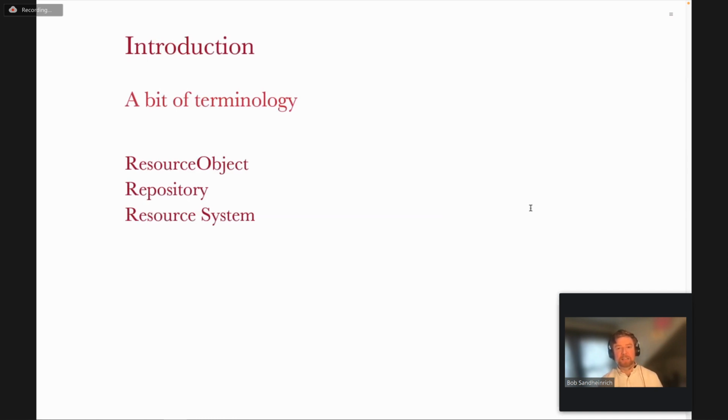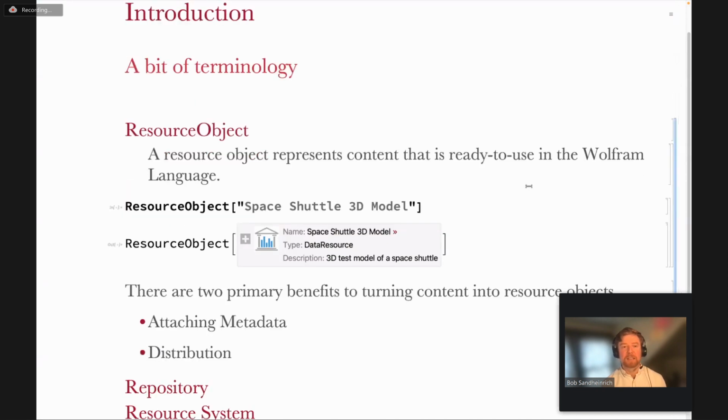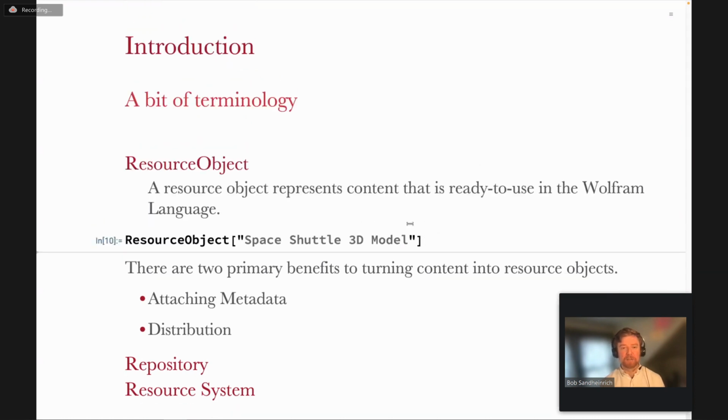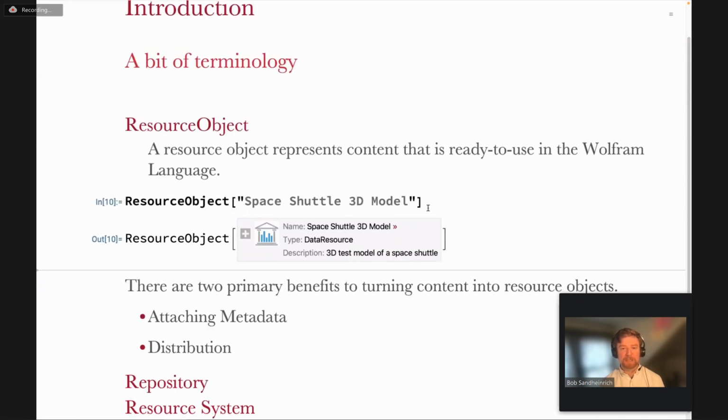A bit of terminology, because I'm going to be saying these words a lot. If you don't know what they mean, you'll kind of be lost, so I want to get that out of the way. A resource object is a symbolic representation of some content that is made for the Wolfram Language. So here's an example of a resource object. It has a name, Space Shuttle 3D Model. That is 3D geometry defined as a Wolfram Language expression, and it lives in the Data Repository. So it's a data resource.